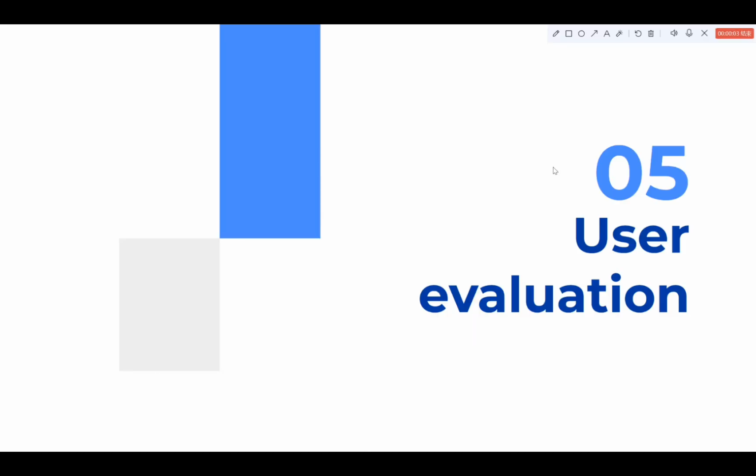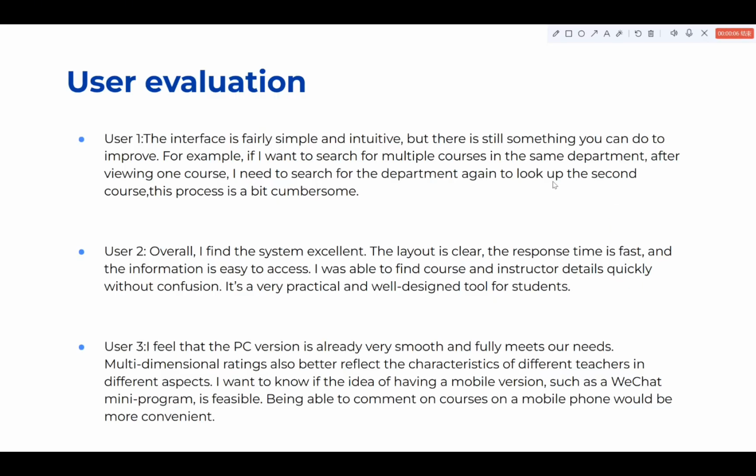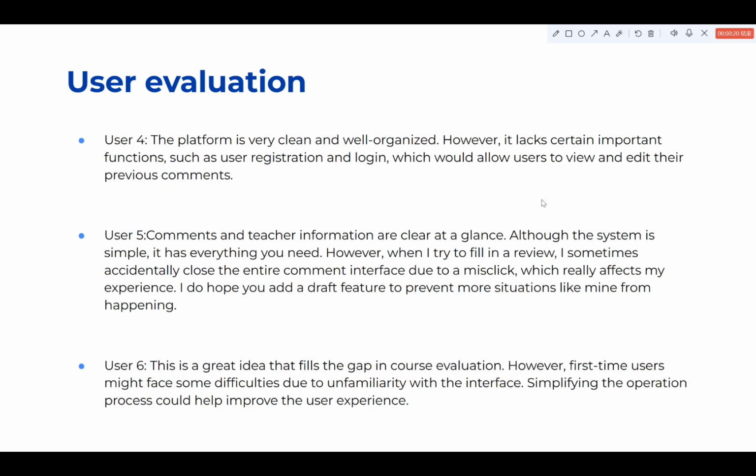Let's talk about the fifth part. As you can see on the screen, this is part of the user evaluation. Overall, the feedback from users with diverse backgrounds highlighted the platform's strengths in simplicity, clarity, and usefulness. While several areas for improvement were identified, such as smoother navigation and review interface stability.